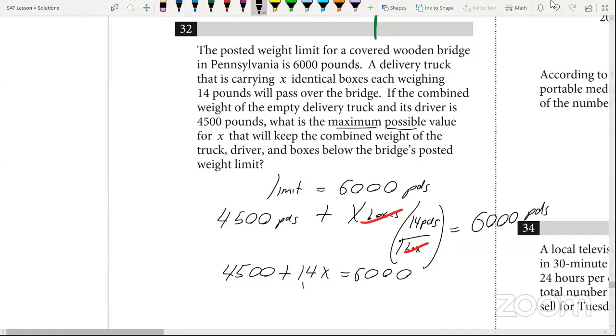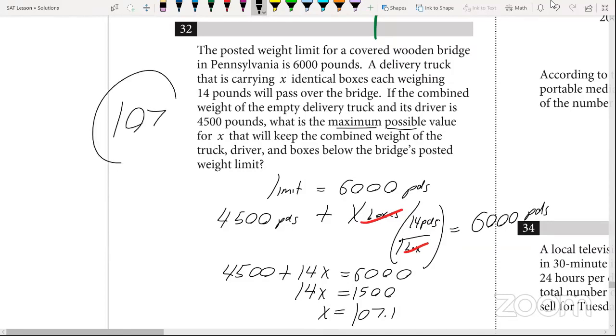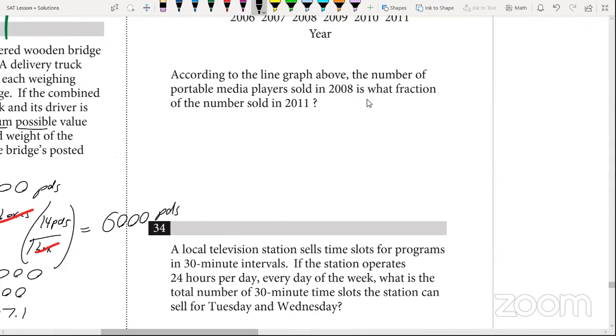So take away 4,500 from both sides, and you get 1,500. And X equals 1,500 divided by 14, which is 107.1. So you get 107.1 boxes, and you'd be right at the limit. So the maximum number of whole boxes is 107. 107 for number 32. Going over to number 33 now.